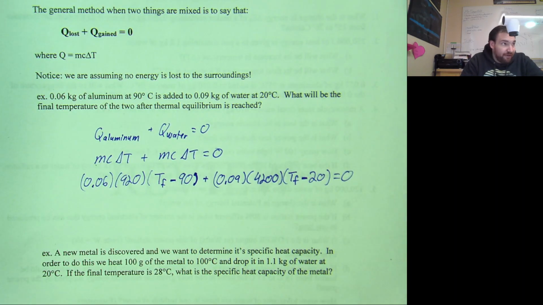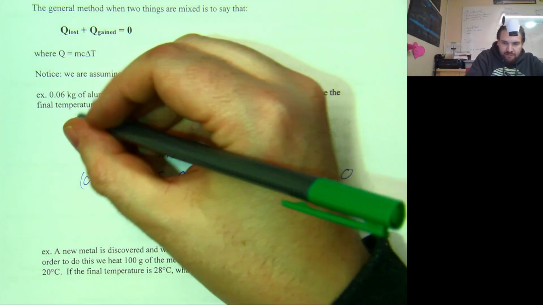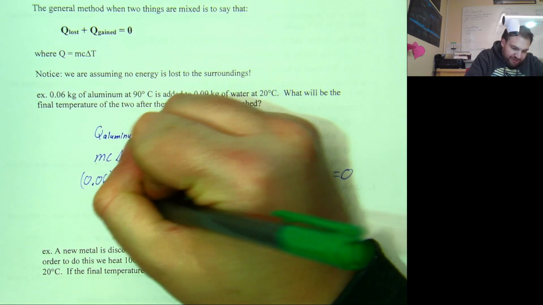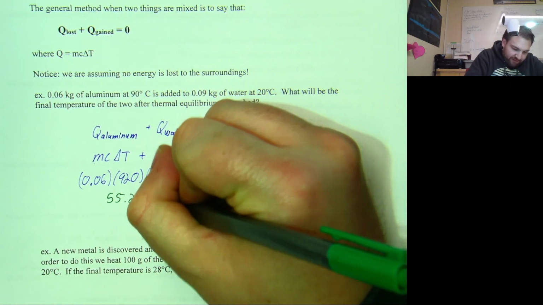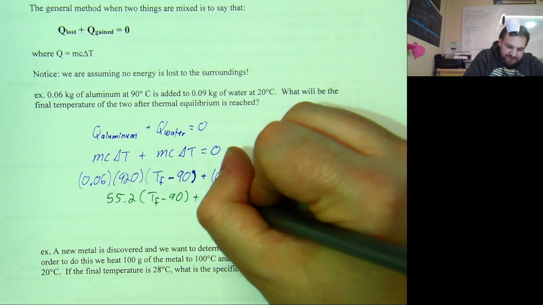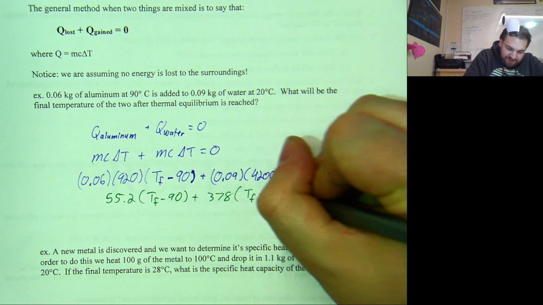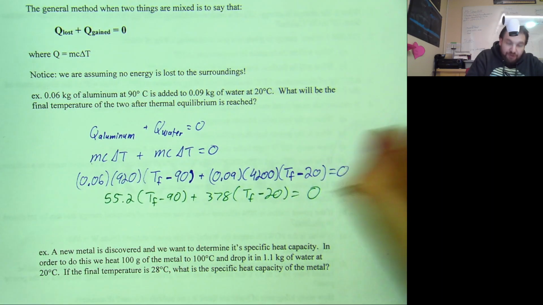So I did some of the math already. By all means, attempt to figure it out on your own, but I'm going to give you some more here. 0.06 times 920 is 55.2, so it's going to be 55.2 (T final minus 90) plus 378 (T final minus 20) equals 0.